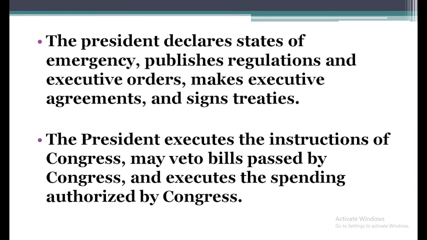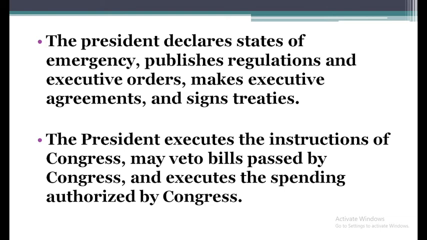The President is vested with the power to declare states of emergency, publish regulations and executive orders, make executive agreements, and sign treaties. However, these treaties, which are already signed by the President, require the ratification or approval of the Senate with a two-thirds majority vote, meaning the President is not absolutely free to act on his own volition, but is always checked by the Senate.